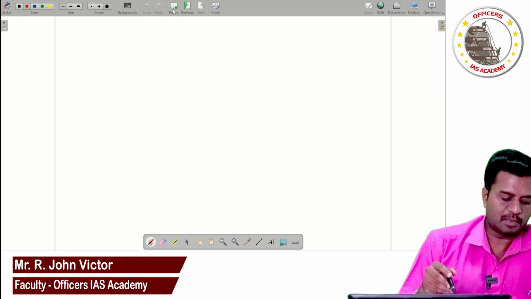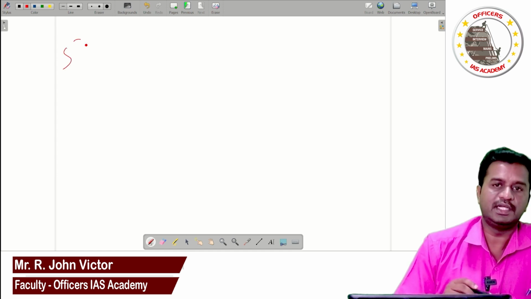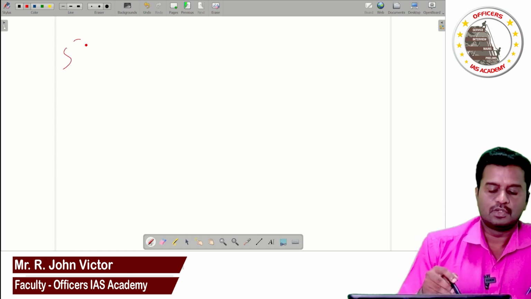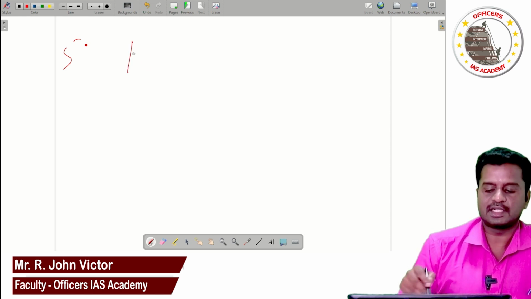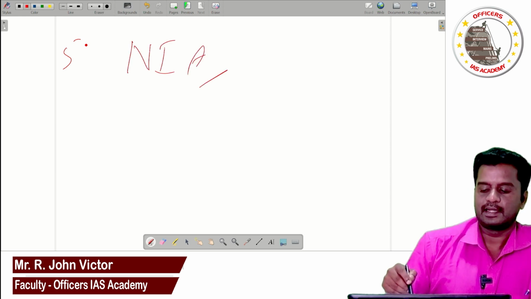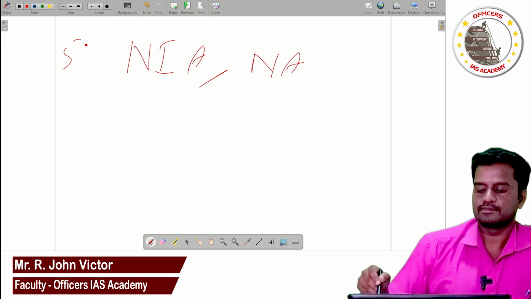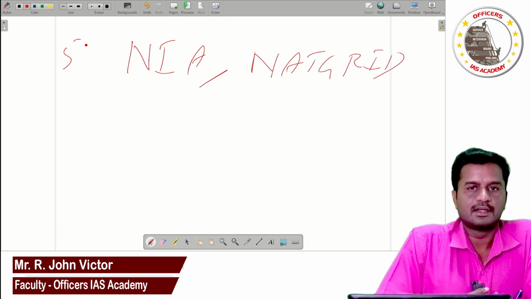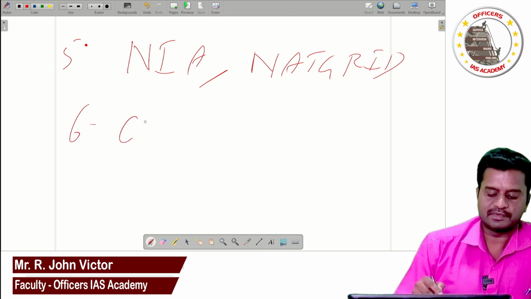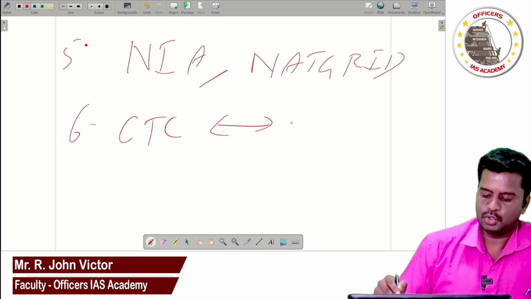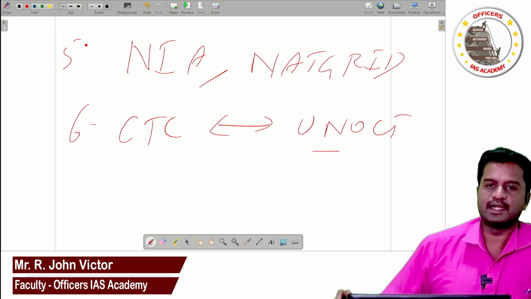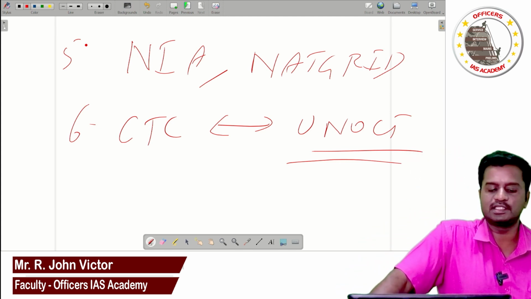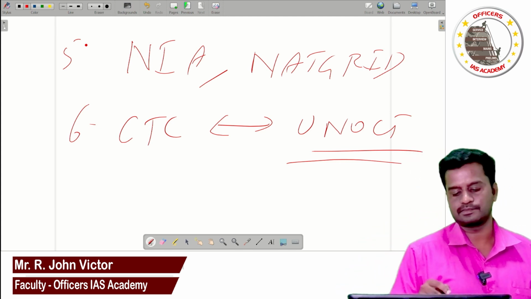Then you can mention about India's role also. Indian government works with the CTC through bodies such as NIA, National Investigation Agency, NatGrid and so on. Right. So mention these points. Another important body associated with CTC is the UNOCT. If you can recollect, you can write UNOCT also. UNOCT is the UN Office of Counter-Terrorism.